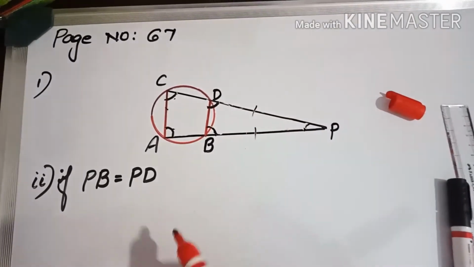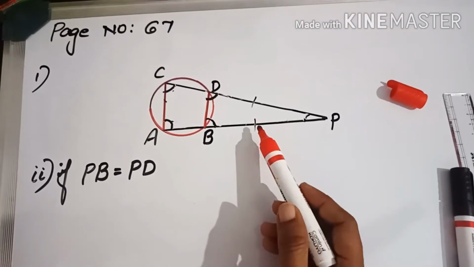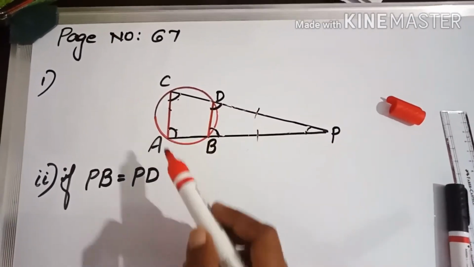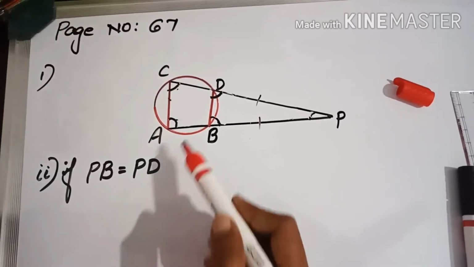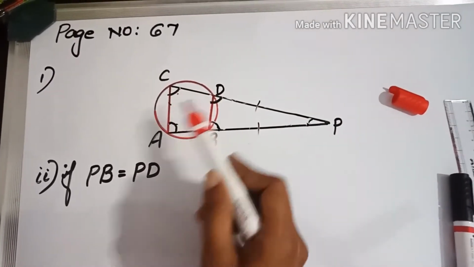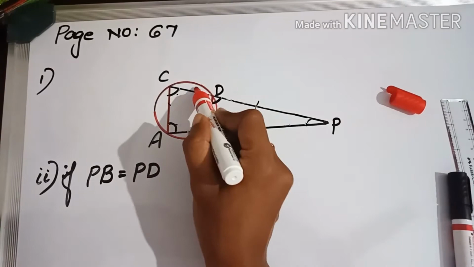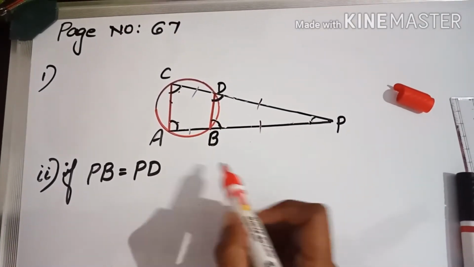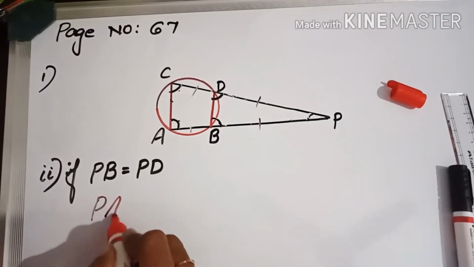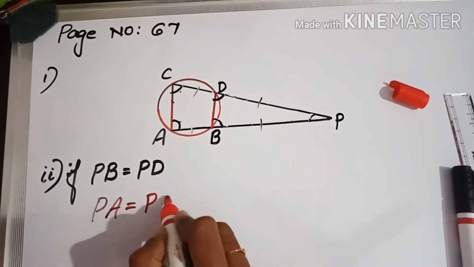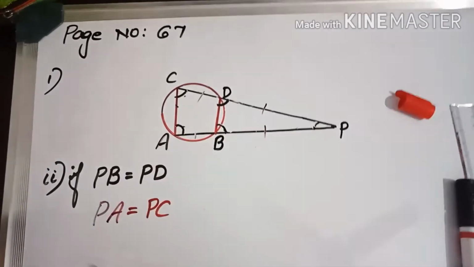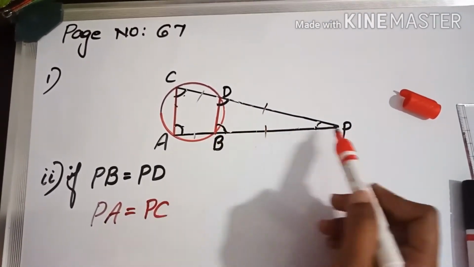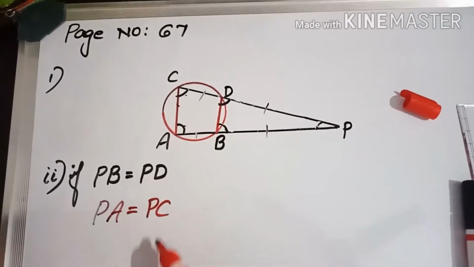Here in the question it is given that PB equal to PD. If these two sides are equal, then the complete side will also be equal. That means AB and DC will also be equal. These two parts will be equal. That means these two are similar triangles, so PA equal to PC. The remaining two portions will also be equal. If PB equal to PD, we can say PA equal to PC.